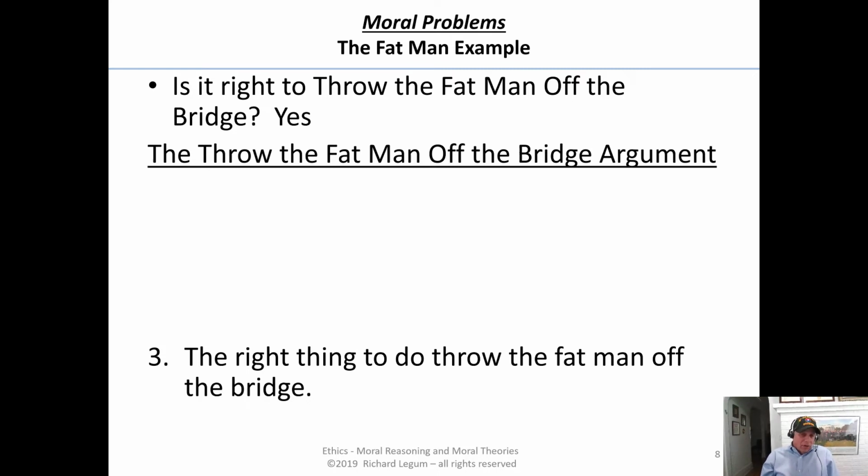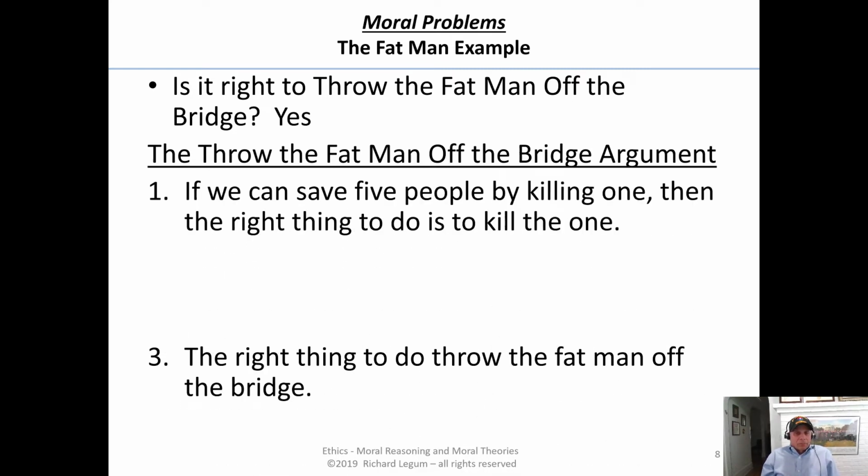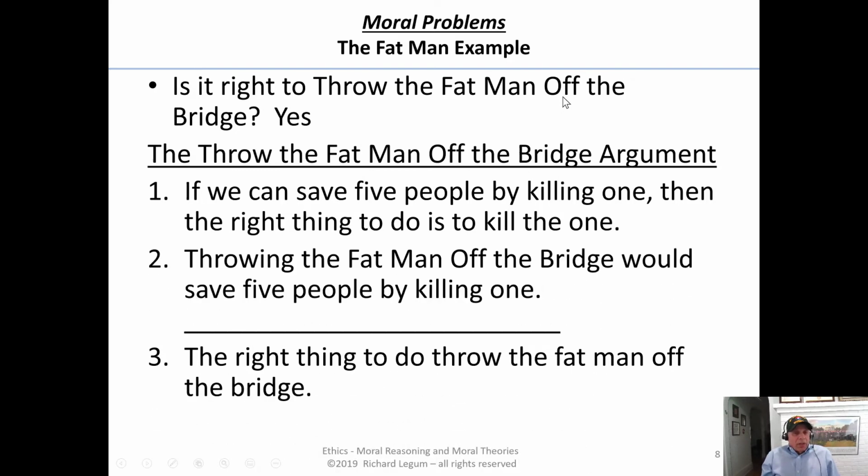Now why is that the right thing to do? The moral principle that we invoke is: if we can save 5 people by killing one, then the right thing to do is to kill the one. It's the same principle as in the majority opinion, even though in the fat man example it's the minority opinion. Now the second premise is the factual premise tying that moral principle to the moral conclusion: throwing the fat man off the bridge would save 5 people by killing one.